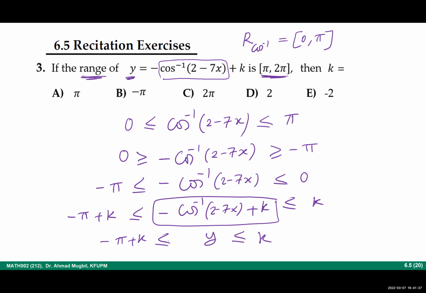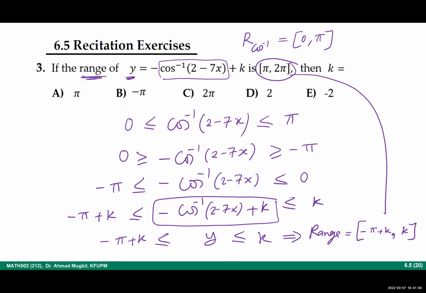Now, this is the range. The range is about where y is. Y is between 0 and what? So from here, the range is the closed interval negative pi plus k and k. Now compare this with what is given for you. According to that, you can conclude that this is equal to negative pi and 2 pi. Clearly, k is 2 pi and negative pi plus k is pi.